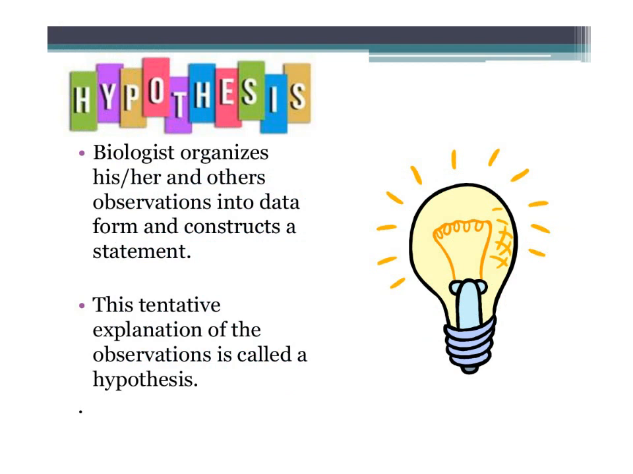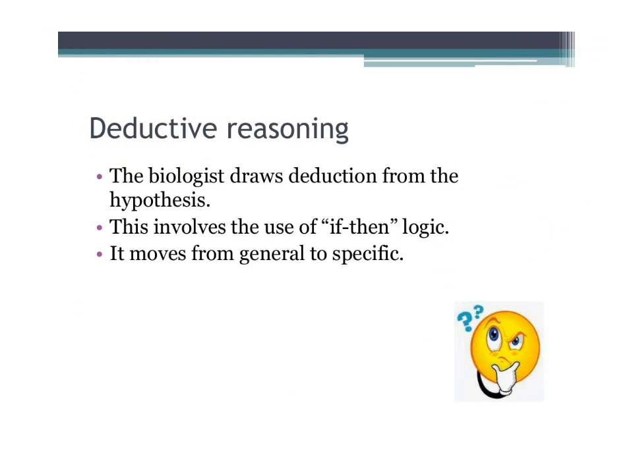Then is hypothesis. Biologists organize their observations into data, and form and construct a statement. This tentative explanation of the observation is called the hypothesis. Then is deductive reasoning. The biologists draw deductions from the hypothesis. This involves the use of if-then logic. It moves from general to specific.